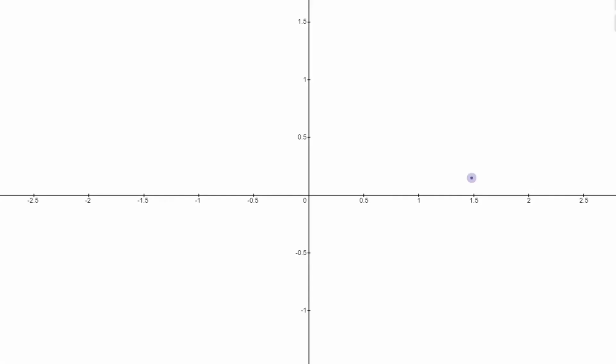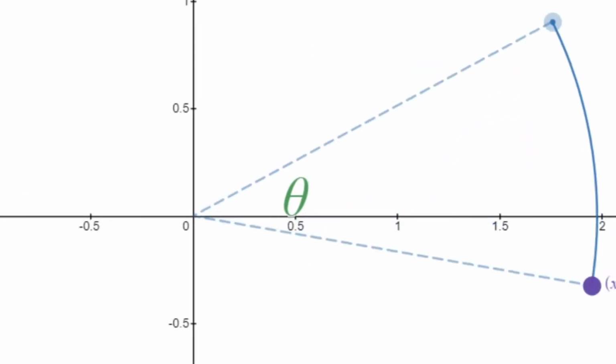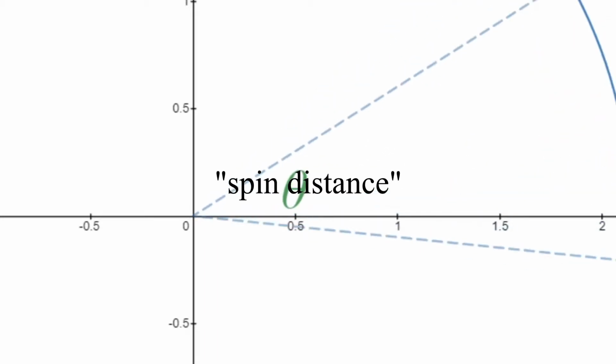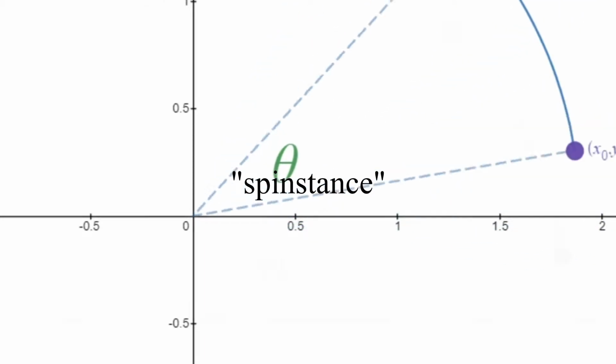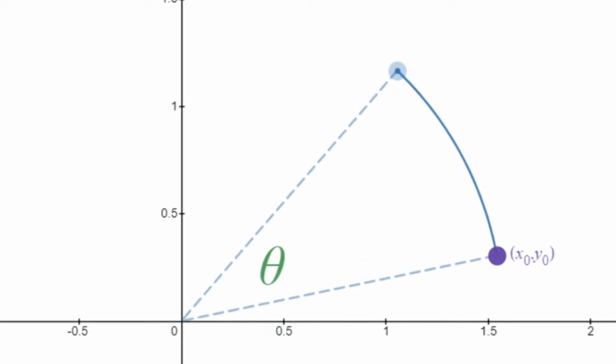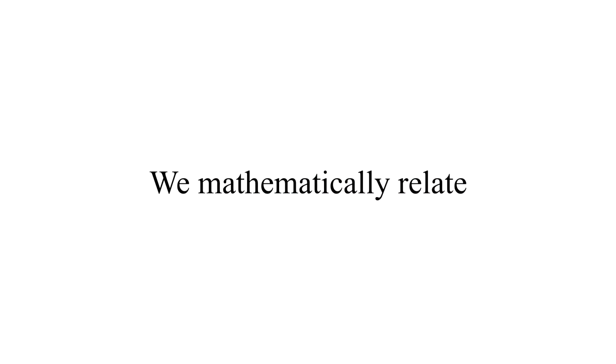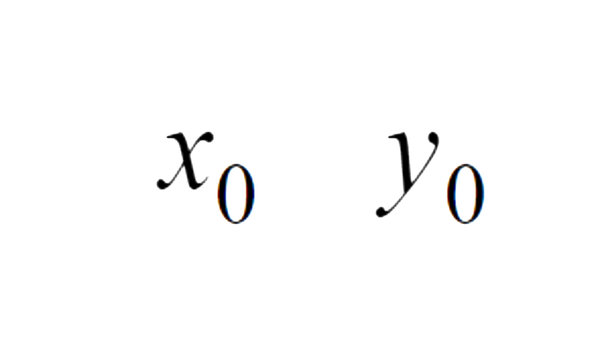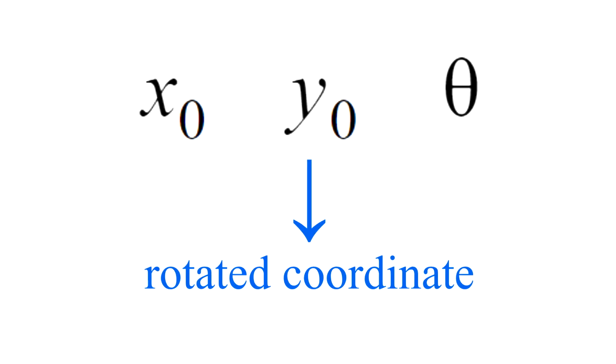Okay, let's imagine a point in space which is at some coordinate like xo, yo. With this given point, we then make it rotate around. How much around? Theta degrees around. This theta details the spin distance, or spin stance you could call it, of the point xo, yo with respect to the origin. Then after that, we mathematically relate xo, yo together with theta to the rotated coordinate.